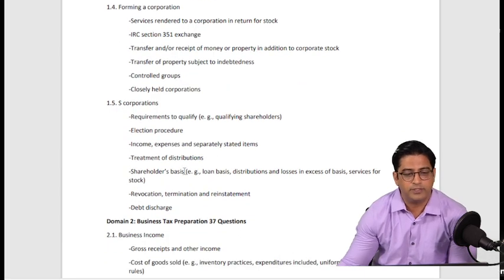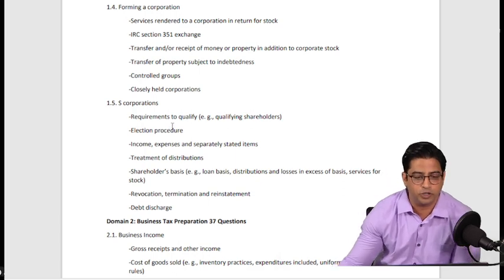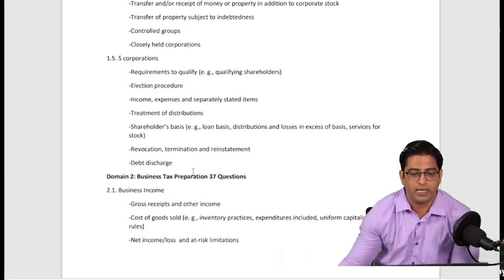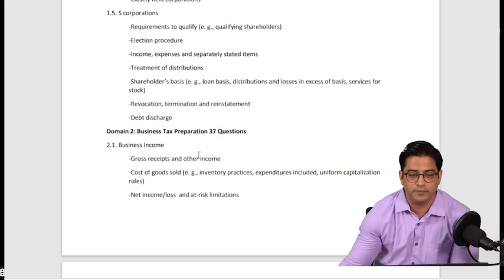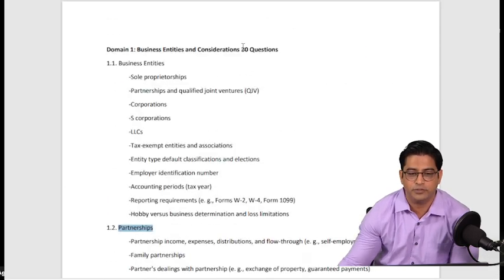Under that, we have S corporations also. S corporation is a pass-through entity. It's a PTE. Okay. So what are the requirements to form an S corporation? Are there any elections? What are the incomes and expenses and separately stated items? How do we calculate the basis of an S corporation? And how do we terminate and reinstate? This is domain 1. As part of domain 1, we have 30 questions.